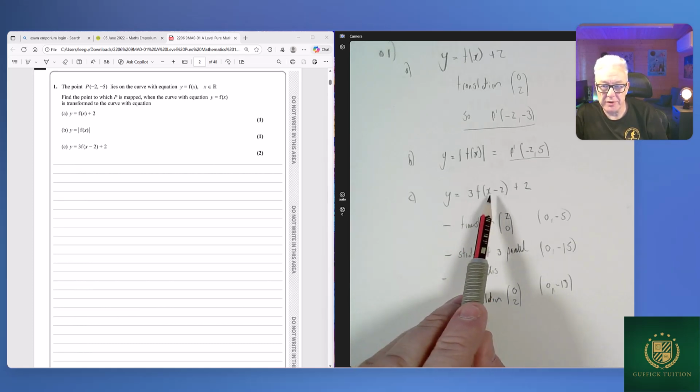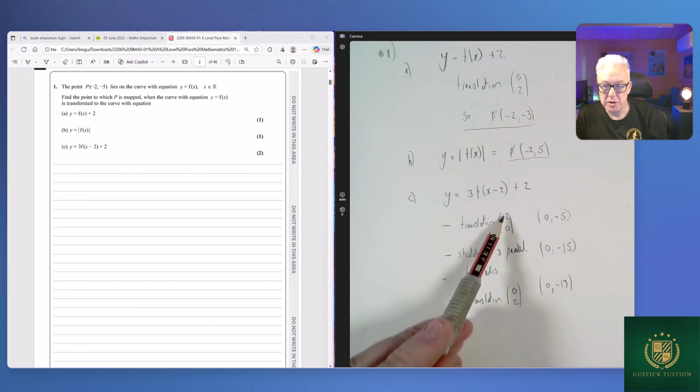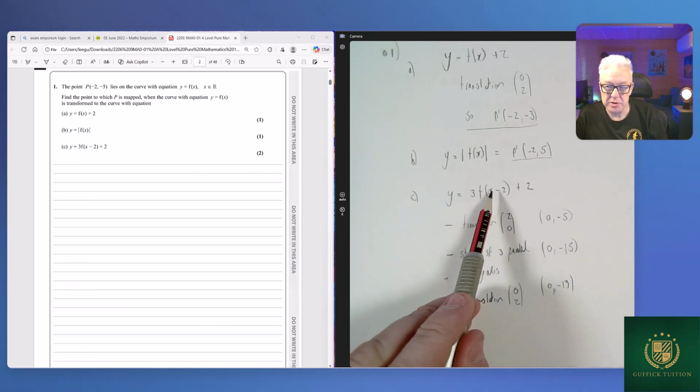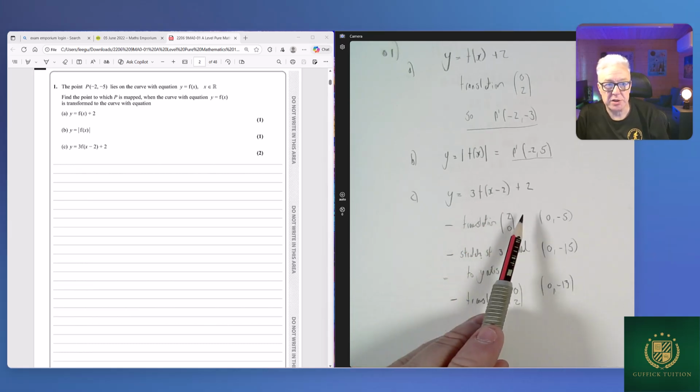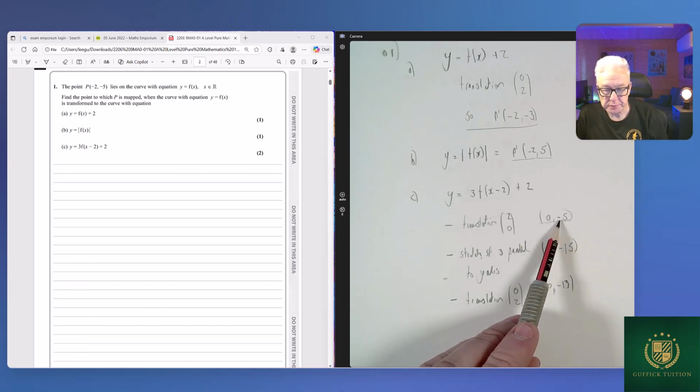So first of all, we've got this one. Now this is a translation by vector (2, 0), so it's going to move the whole thing 2 to the right. So (-2, -5) would move to (0, -5).